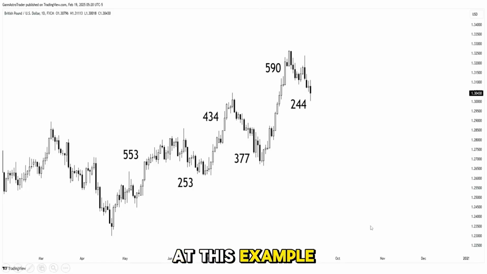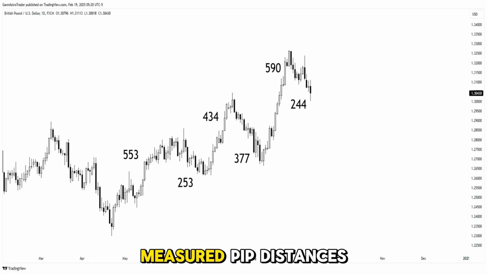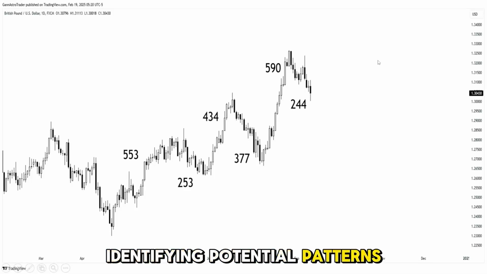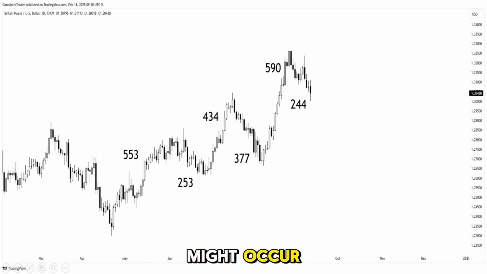Now let's look at this example. Here we have the pound sterling to US dollar 1 hour chart. I have already measured these higher highs, and as you can see, we have 553, 253, 434, 377, 590, and 244. Now, what do these numbers represent? These are the measured pip distances between significant highs, and they give us insight into the market's rhythm.